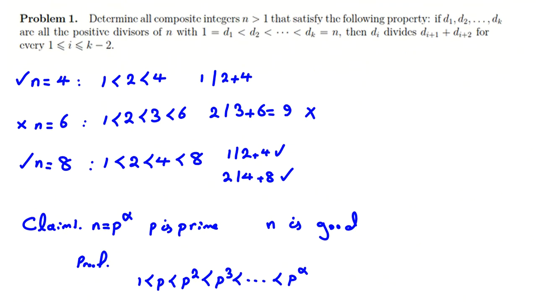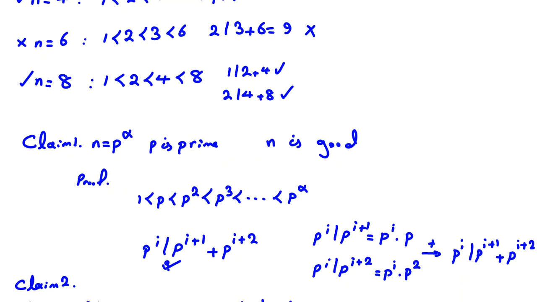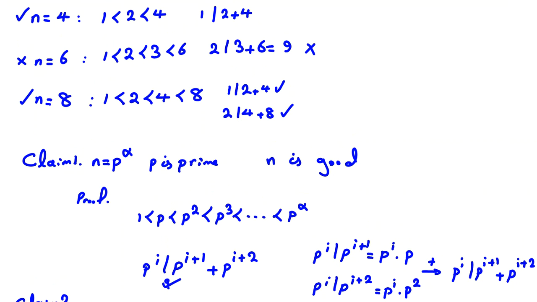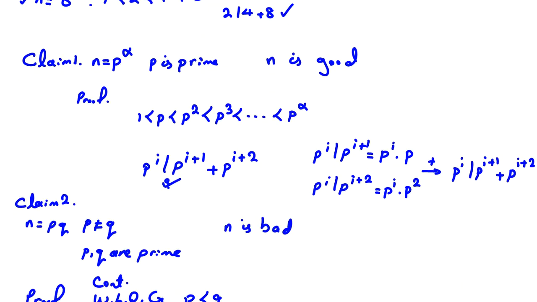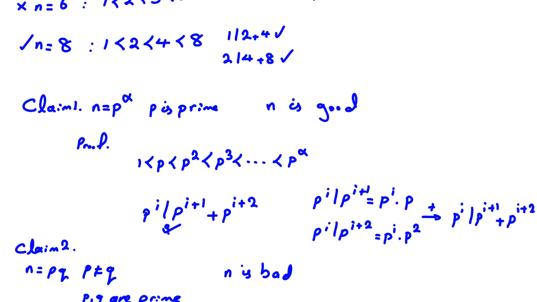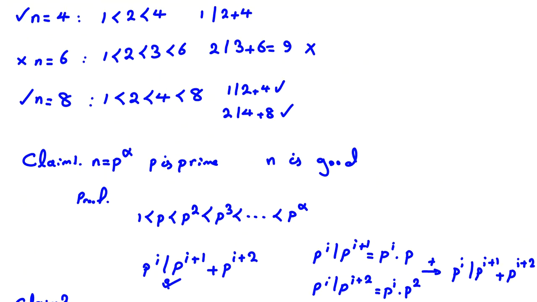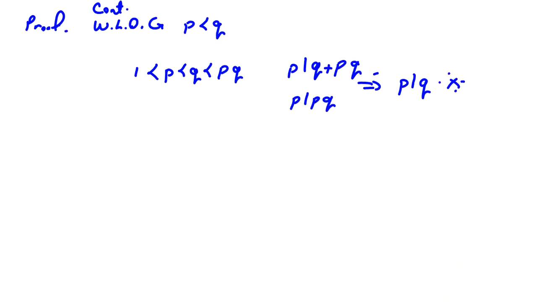So 4, 6, 8. The next number we can check is what? 9. 9 is a power of a prime. We proved that by claim 1 it's good. N equals 10. It is PQ by claim 2, and 10 is bad. N equals 11, prime. We don't need to check that. 12. Let's check 12.